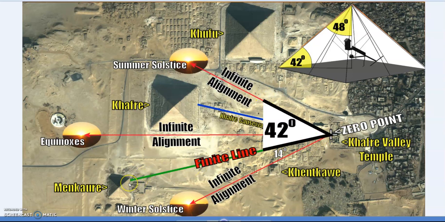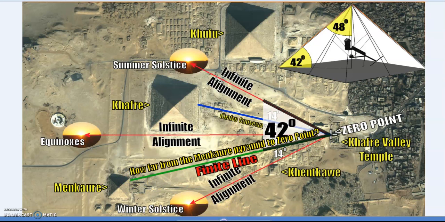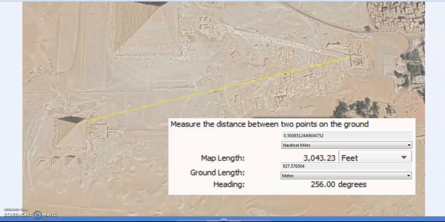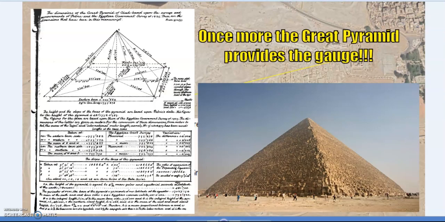That brings us a finite line to the Merenre pyramid. How far from the Merenre pyramid to the 0 point? Well, it's 3,043 feet as best as I can. I've been trying to be as precise as possible and use that original point, without super duper equipment and funding. That level of precision is very difficult. Even with the best equipment, it's very, very difficult to reach this level of precision.